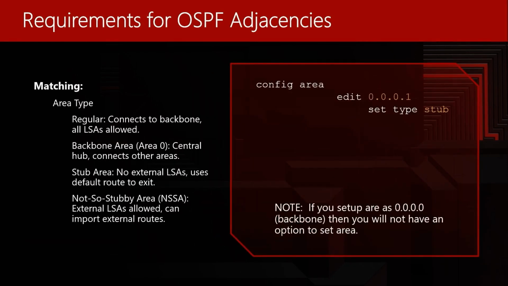The area type: we can define different areas for our OSPF connections. The regular one, the default, is just going to be the backbone, and all LSAs, or link state advertisements, are going to be allowed. We're going to talk about that a little in a moment. Or maybe we can define a stub area or a not-so-stubby area, the NSSA. And this is just going to control how and what type of information OSPF routers exchange within that area. That will be the area type that must match.